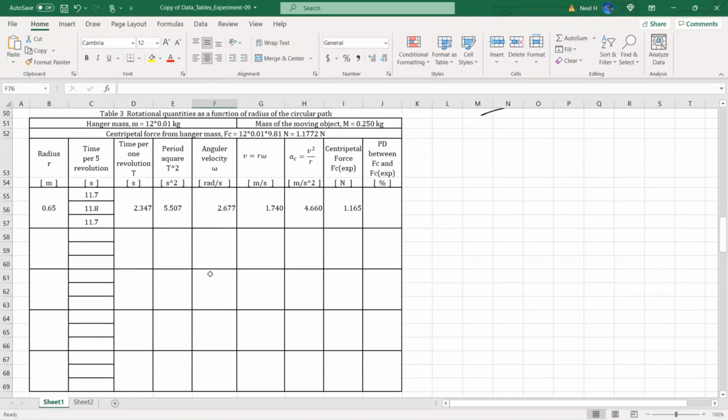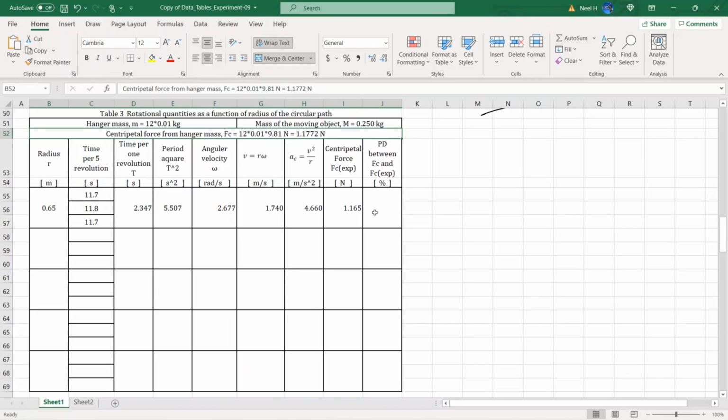The reason is the hanger weight we did not change. Because of that, from the hanger weight we are expecting about 1.177. We are getting here 1.165. So those are very close numbers. So our primary goal is actually achieved, because we now know all the concepts and principles we used to understand circular motion are actually true.